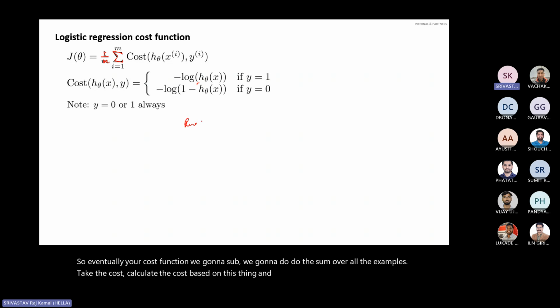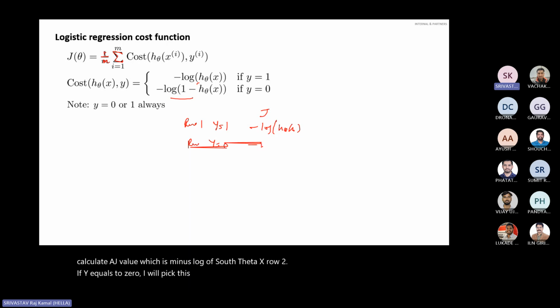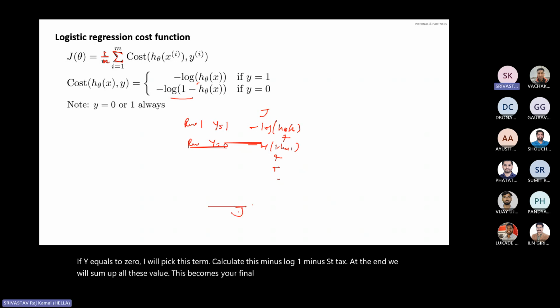So row number 1, if my y is 1, I will calculate a J value, which is minus log of sigmoid theta x. Row 2, if y equals 0, I will pick this term, and calculate minus log of 1 minus sigmoid theta x. At the end, we will sum up all these values. This becomes your final error value of the cost function J. So that's how we do that.